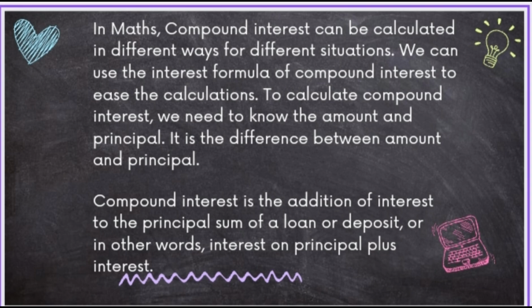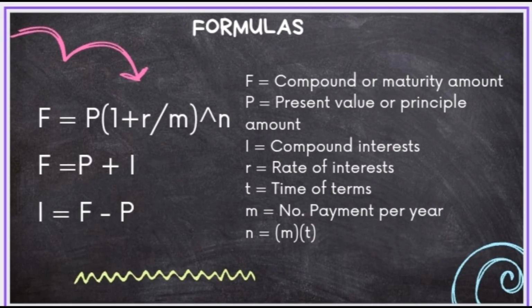To calculate compound interest, we need to know the amount and principal. It is the difference between amount and principal. Compound interest is the addition of interest to the principal sum of a loan or deposit, or in other words, interest on principal plus interest. So, these are the formulas of compound interest, and I will give you two problems to solve.